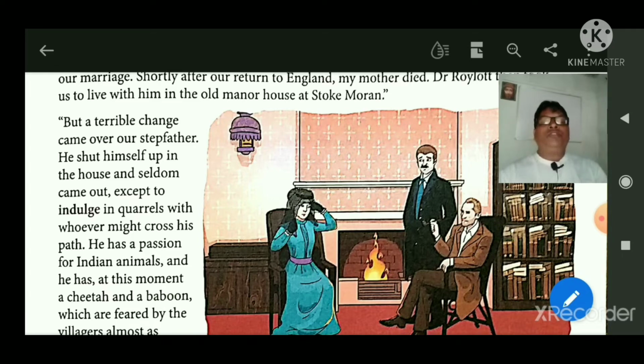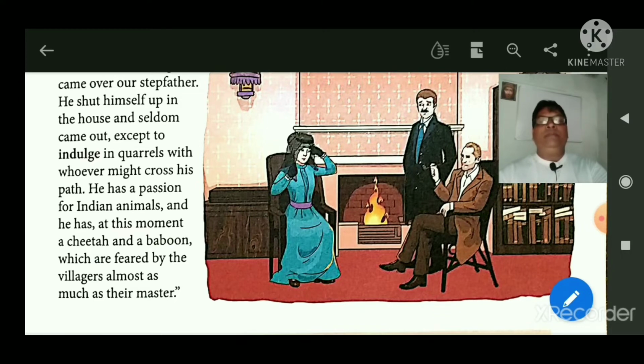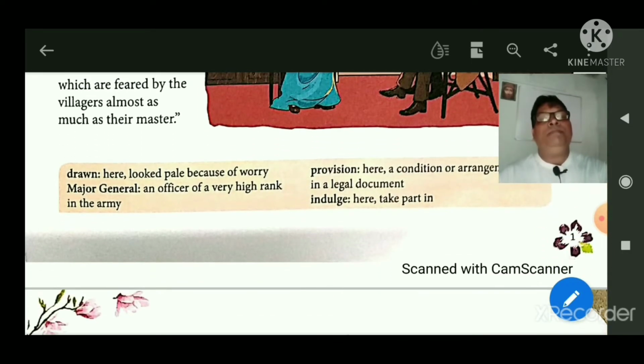Anyhow, he has the passion and the sentiments, emotion for the Indian animals, and he has at this moment a cheetah and a baboon which are feared by the villagers almost as much as their master. What happened? He was very much interested in Indian animals, and he has kept a cheetah and a baboon. So they were very much afraid of his animals, more than him.